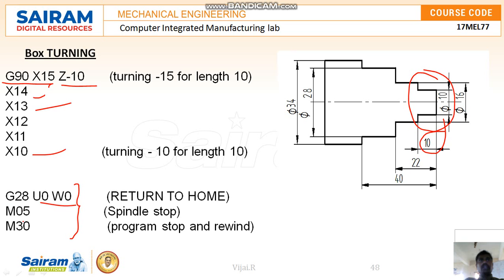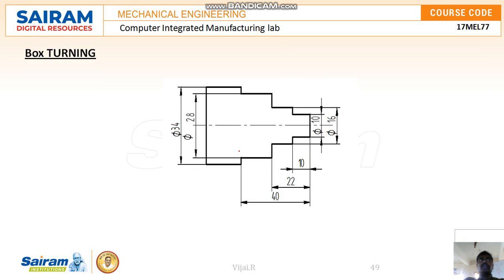Once the program is written, then we are going to go to the simulation area. Let me go for the simulation portion here. For this entire box turning, we are writing the program, and after this program, we have to go for the simulation. How to do the simulation, we will see. So I am going for the simulation area.